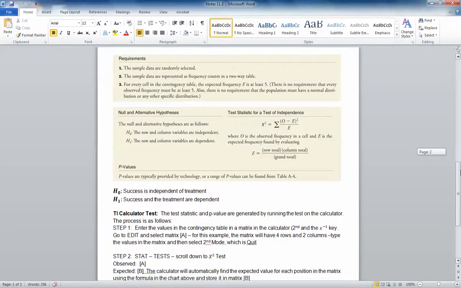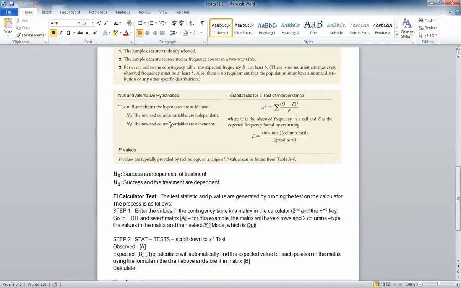In this case, the null hypothesis is that the row and column variables are independent, and the alternative is that they are dependent. Our test statistic, we are not going to hand calculate, but it is the same as it was for the goodness of fit: observed minus expected, squared, over expected. In this case, expected is row total times column total divided by grand total. Both the TI-83 and 84 calculators perform this test, so there are no hand calculations that need to be done.